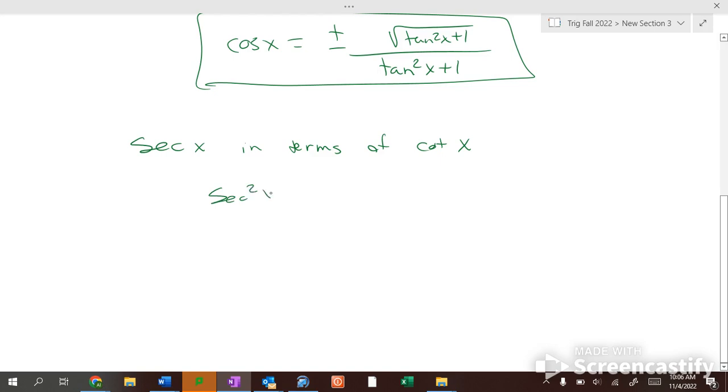So I'm going to use the secant one and tangent one. So I'm going to say secant squared of x equals tangent squared of x plus 1. Yep, that's what I want. Now, how do I change tangent into cotangent? Yeah, it's just 1 over cotangent. Now, I could take the square root of each side, but it's going to be kind of messy here. So I need just one function on the right-hand side. How do I change it to just one function? Well, I got to get a common denominator.